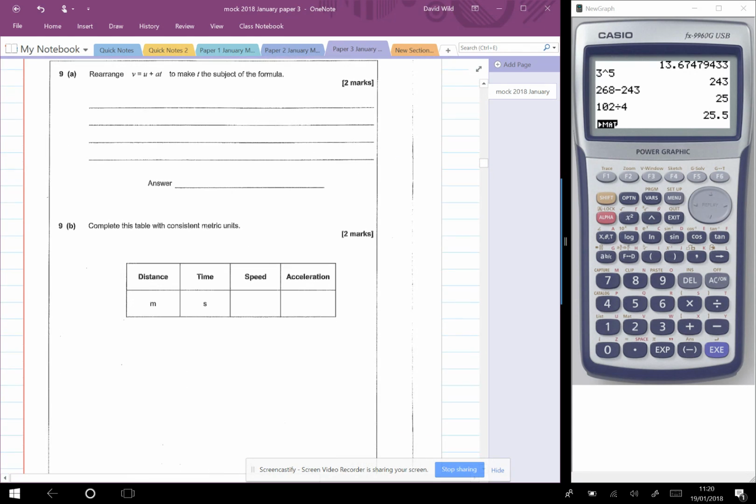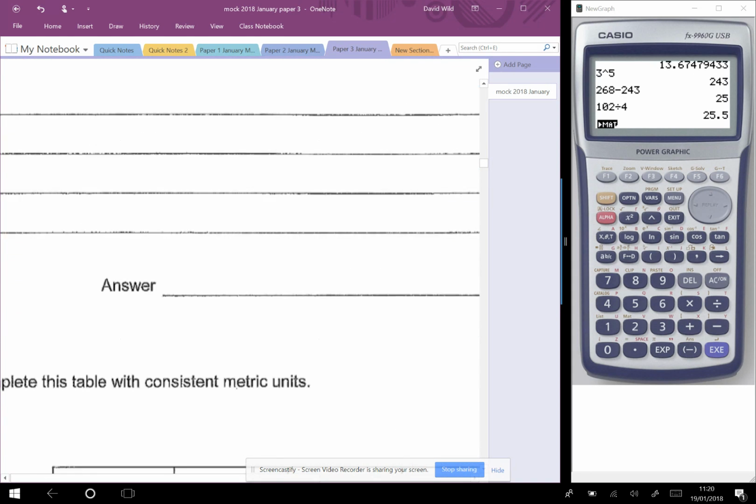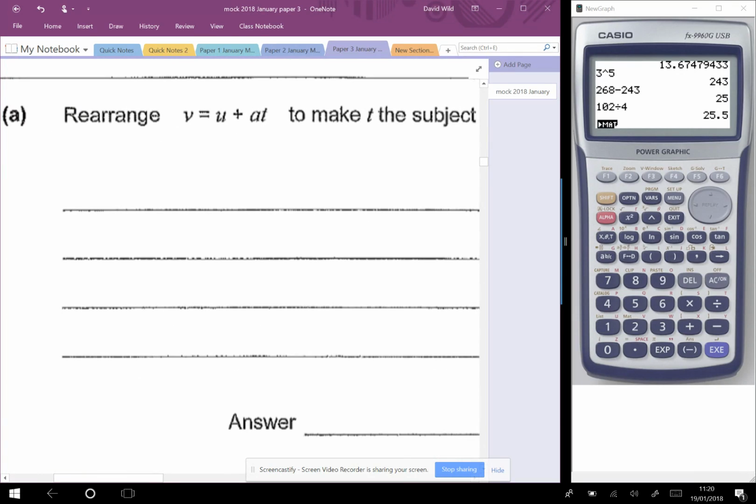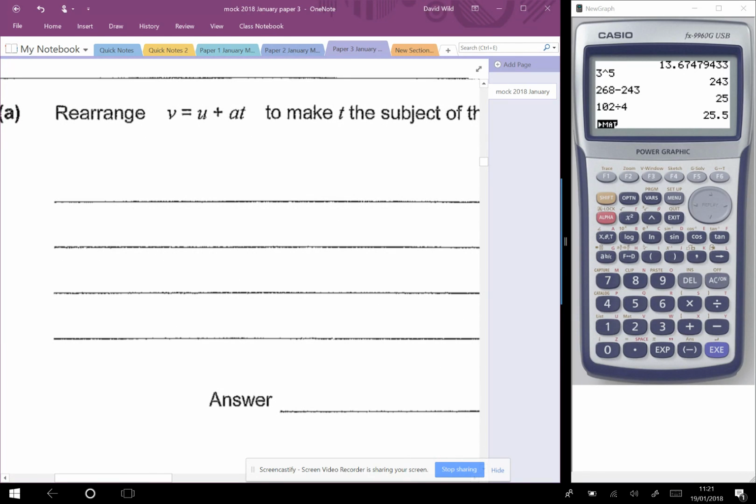Question 9. Rearrange v equals u plus at to make t the subject. Now remember how we did this in the lessons. We're starting off with t. What do I do to build this left hand side? So I start with t. First of all I'm multiplying by a, then I'm adding the u. So I'm going to go reverse and opposite on each way.